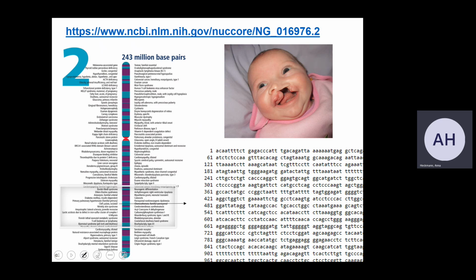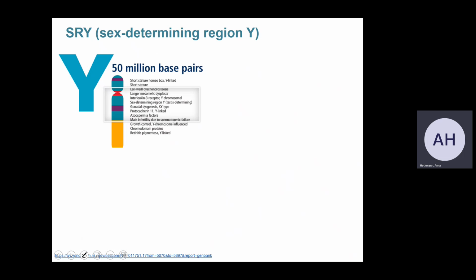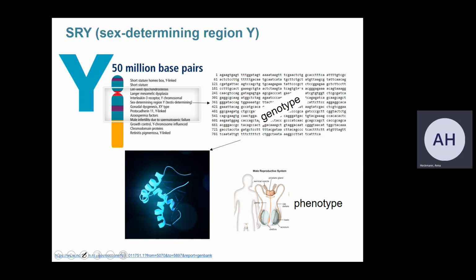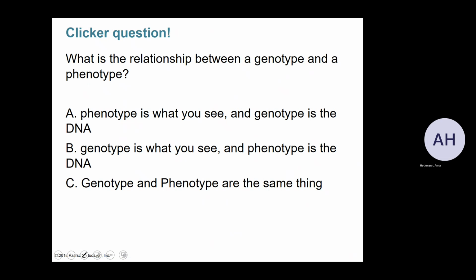Here's another example. The phenotype is what you see. This is the phenotype of cleft palate. The genotype is the order of DNA letters, that is the actual gene. And for the SRY protein, here's the genotype, and here's the phenotype. Go ahead and answer this clicker question. And the answer is A.